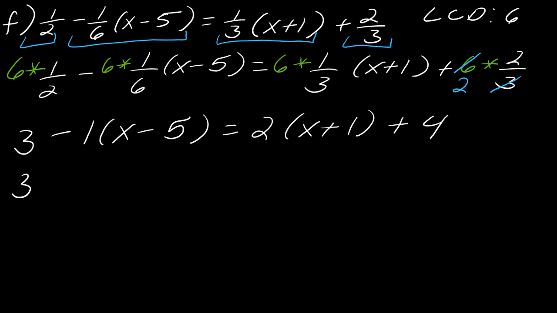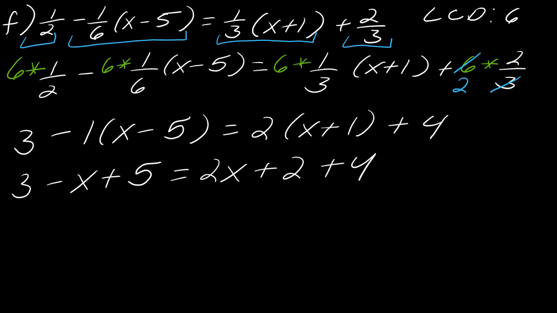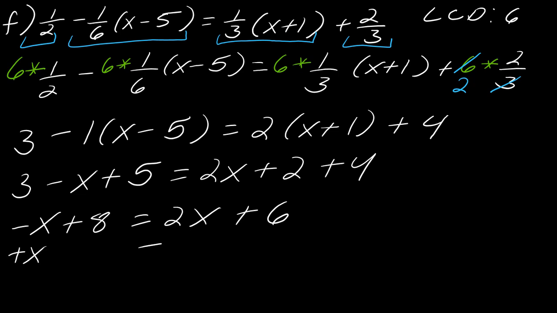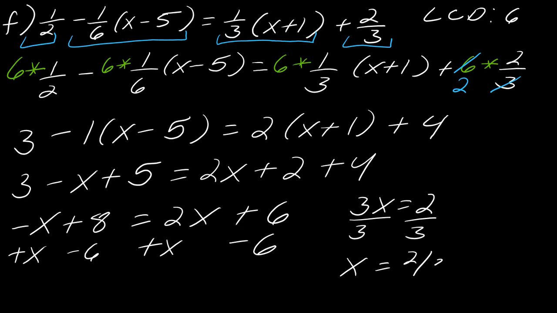And okay, so now I can go ahead and distribute. So this will be 3 minus x plus 5. Make sure you got that as a plus 5. That's a really common error. This will be 2x plus 2 plus 4. If I collect my like terms, this becomes negative x plus 8 equals 2x plus 6. I'm running out of space here, so I'll go ahead and add x to each side, and I'll subtract the 6 from each side. So now I have 3x equals 2, and if I divide both sides by 3, I have x equals 2/3 for this one.